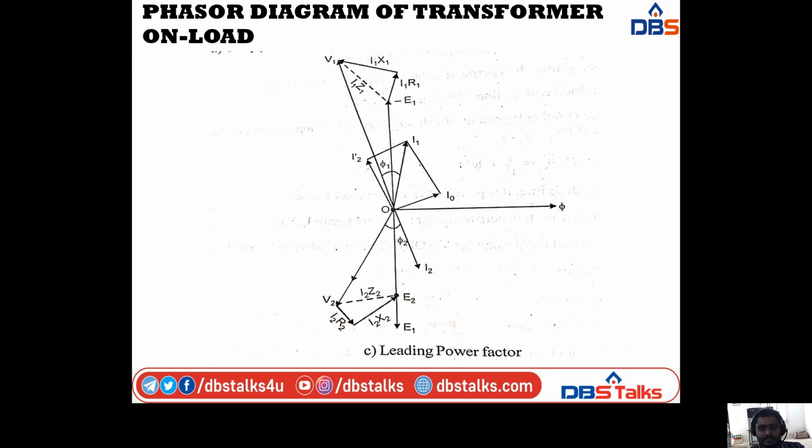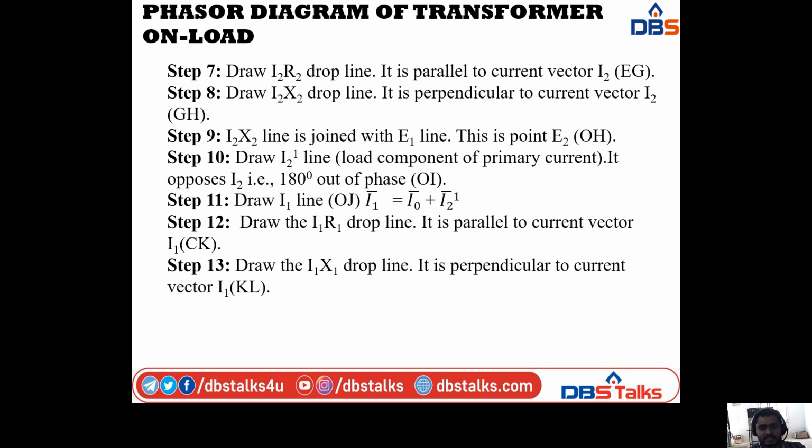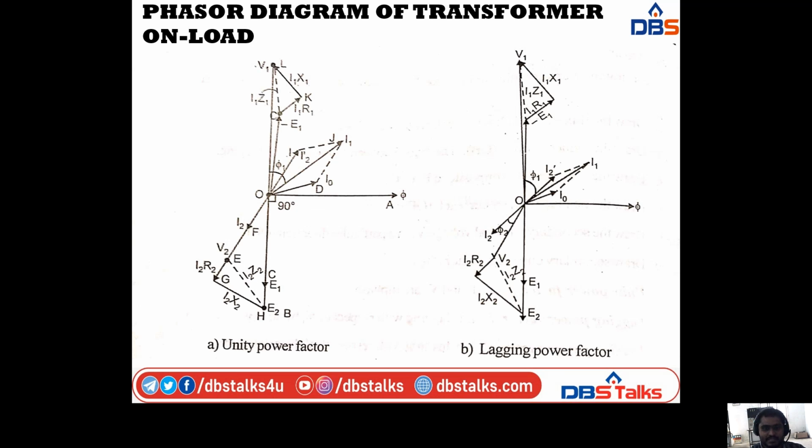And coming to the 12th step, here I am drawing the I1R1 drop line. It is parallel to the current vector I1, and it is indicated with the letters CK. The CK line is the I1R1 drop line in the phasor diagram. It is parallel to the current vector I1.